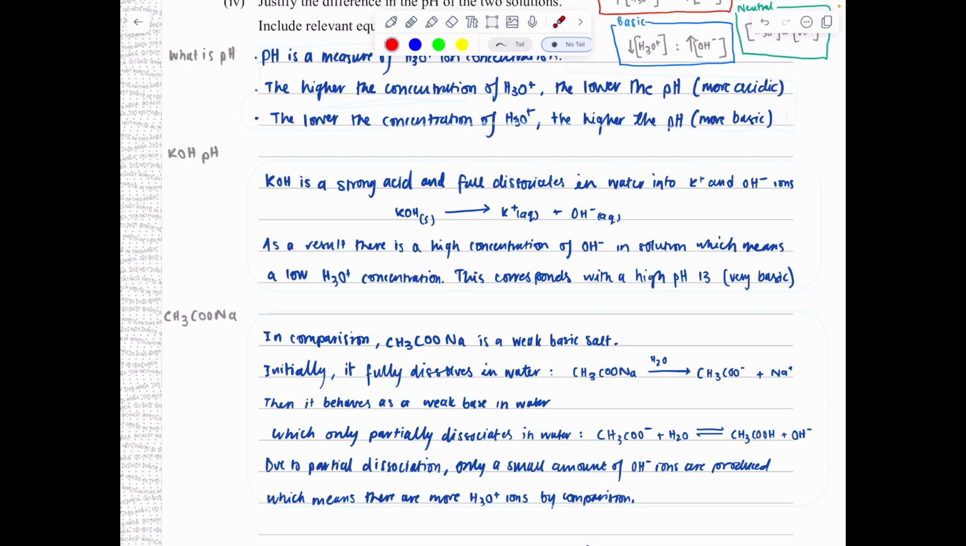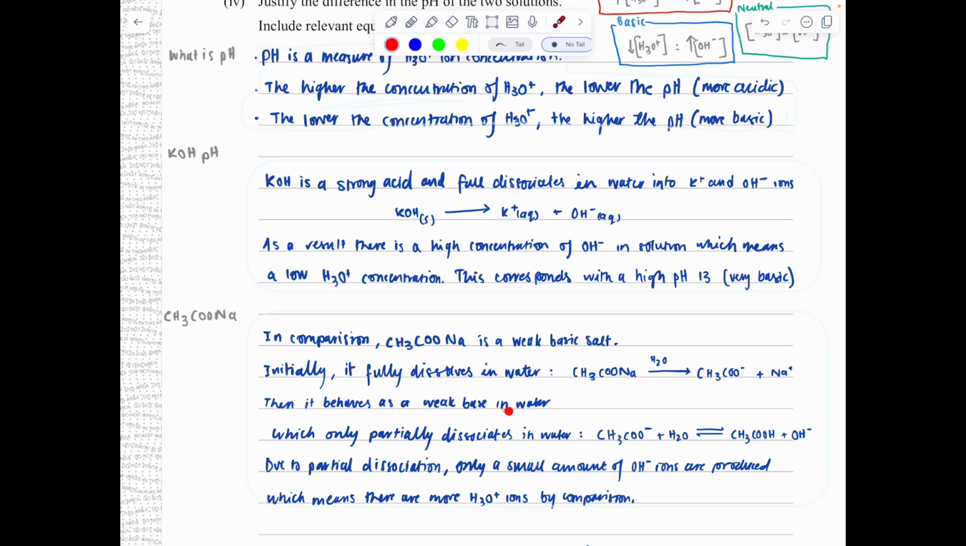So, remember we are comparing and contrasting, so the next thing we're talking about is our sodium ethanoate. In comparison, sodium ethanoate is a weak basic salt, okay? So it has two steps. Because it's a salt, remember there's a two-step equation to this. There's two parts. Initially it fully dissolves in water. Remember, dissolving means that it's broken apart. So in water, as you can see here, it's dissolved into two components.